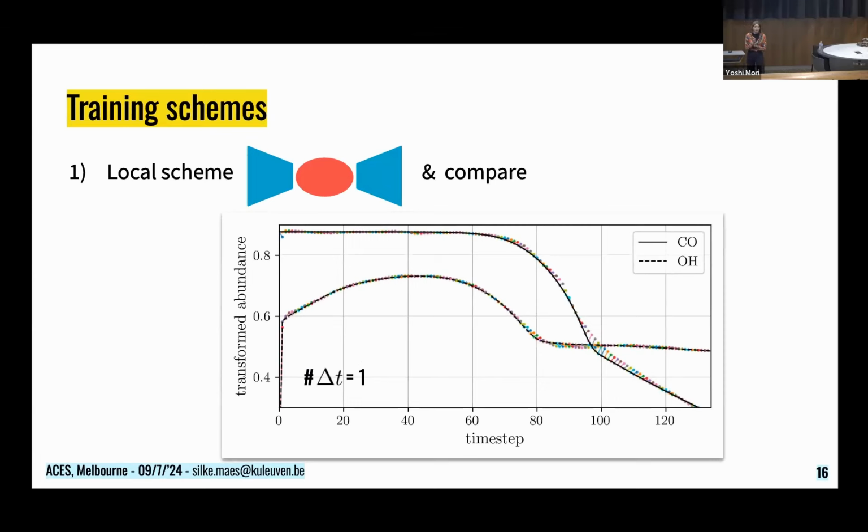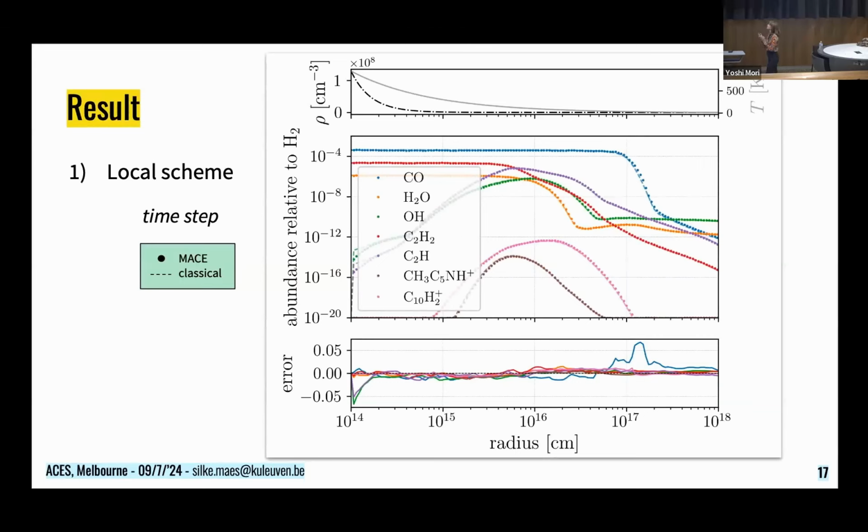Now, if we have a look at the results of this, here you can again see abundance profiles of different species. You can also see the error between what MACE predicts and what the classical chemical kinetics model does. At first sight, this looks pretty good because you barely see the dashed line underneath the dots, but there is a caveat to this plot. In this case, we only predicted the next time step. So for all of these radii or times, it's the same: we start from the real abundance that we know from the chemical kinetics, and we just predict the next time step. And if we do that, we get a pretty good result.